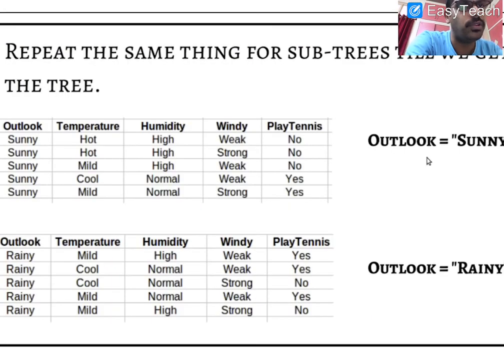So for that, what I am going to do: outlook, temperature, humidity, windy, play tennis. Outlook equal to sunny, outlook equal to rainy.